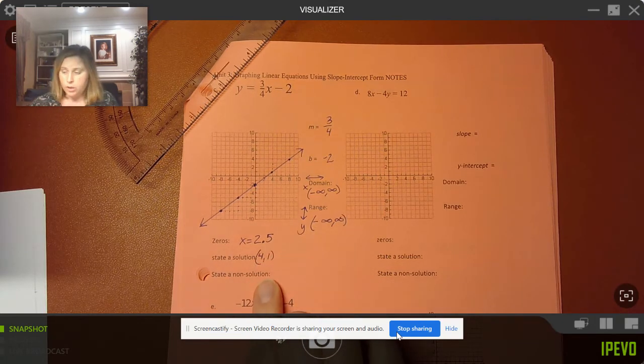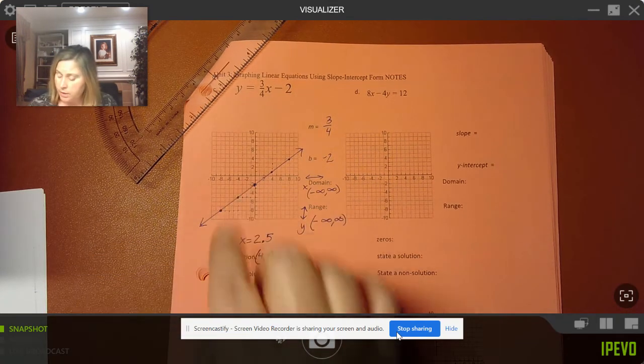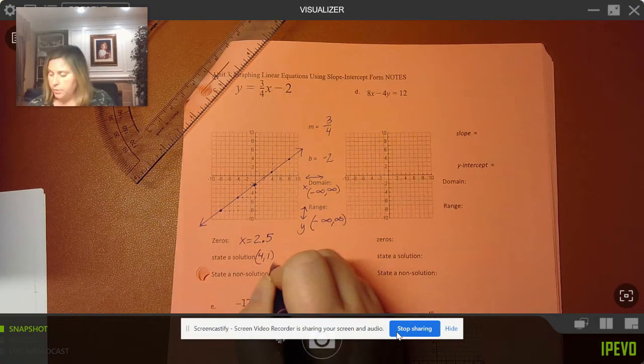And then a non-solution, any point that's not on the line. So I'm just going to stick with the origin, 0, 0.